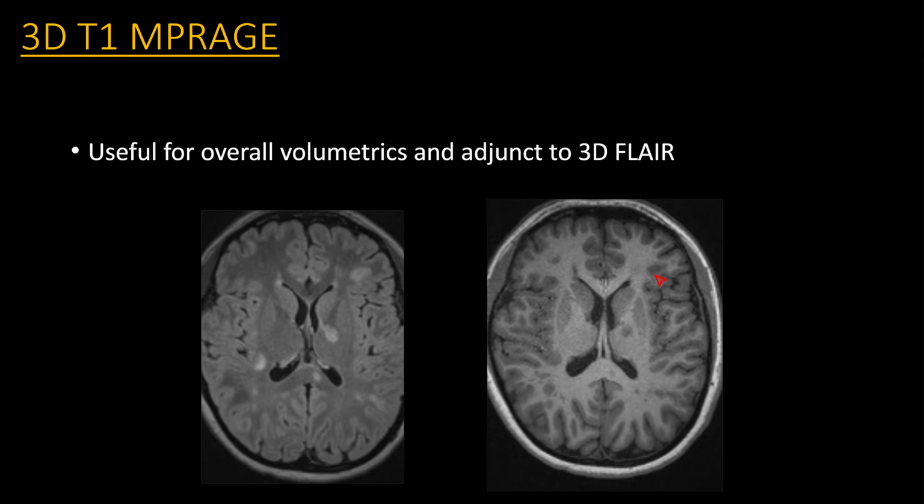So when you're talking about these T1 dark lesions or black holes, and I'll go over this again, it doesn't make sense to talk about them on MP RAGE. MP RAGE is really just for volumetrics, as an adjunct to 3D FLAIR for troubleshooting. It is not for detecting severe areas of demyelination or axonal loss.